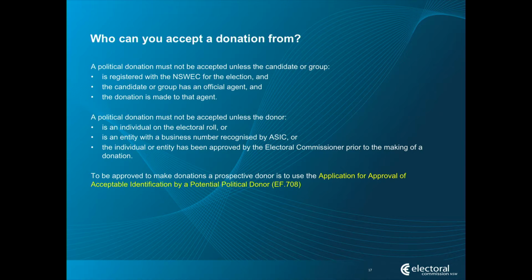Who can you accept a donation from? A political donation must not be accepted unless the donor is an individual on the electoral roll, or the donor is an entity with a business number that is recognised by the Australian Securities and Investments Commission, or the individual or entity has been approved by the Electoral Commissioner prior to making the donation. To be approved to make a political donation, a prospective donor is to use the application for approval of acceptable identification by a potential political donor. That's the EF708 form.